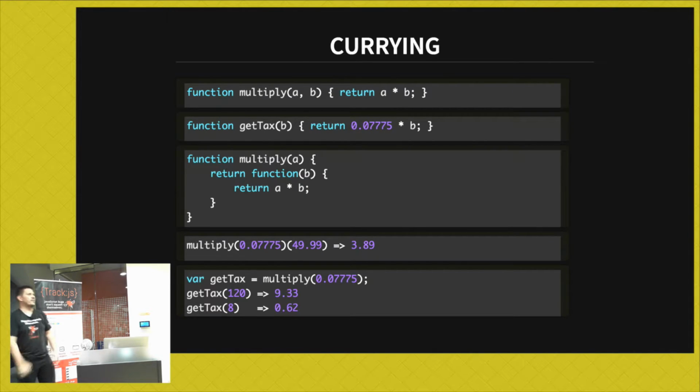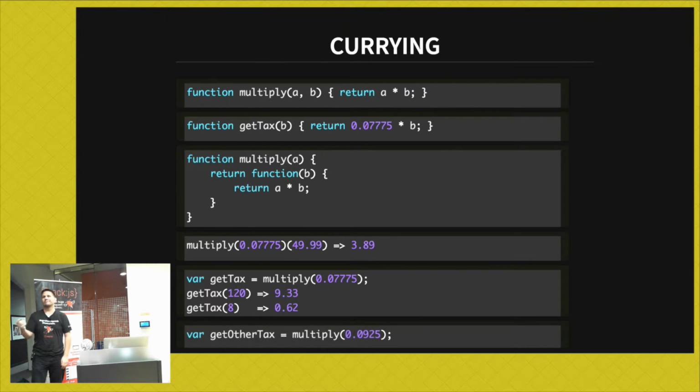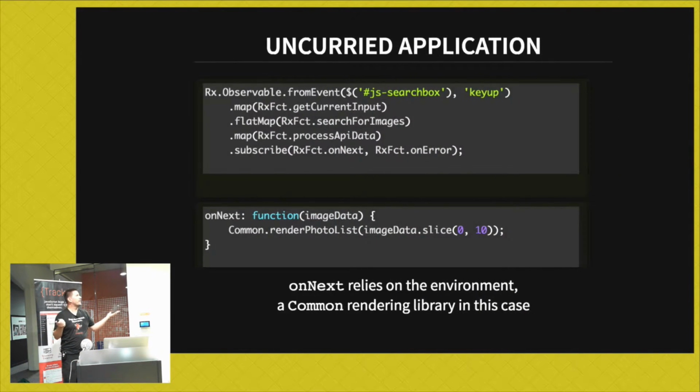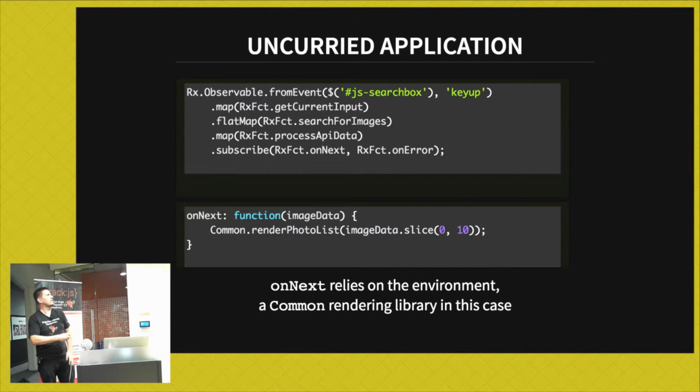We have our getTax from Minneapolis. Now you expand to Chicago. Pretty easy. We just say multiply 0.0925, and that actually has the Chicago tax rate. Nice, huh? Anyway, so that's about currying. How would we use it? Let's look back at our little example.